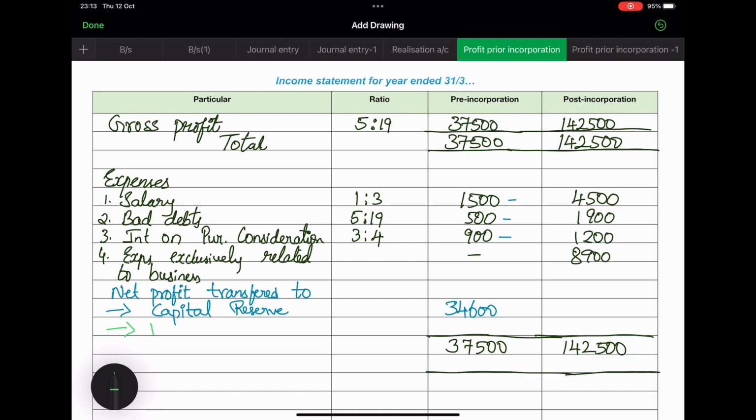For post-incorporation we do the same thing. That profit will be transferred to the P&L appropriation account. 1,42,500 minus 4,500, 1,900, 1,200 and minus 8,900. If you subtract, the value will be 1,26,000. Got it? A very simple concept. First we have to read the question very well, then we have to answer it.